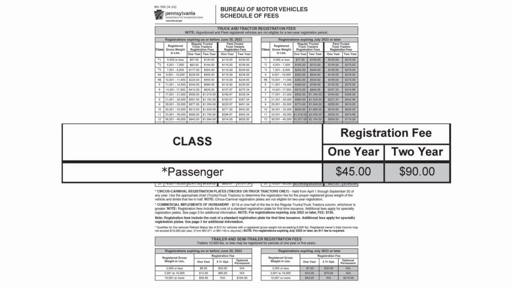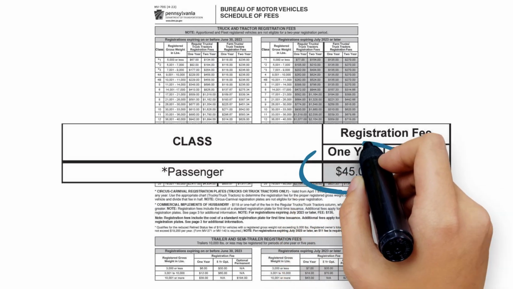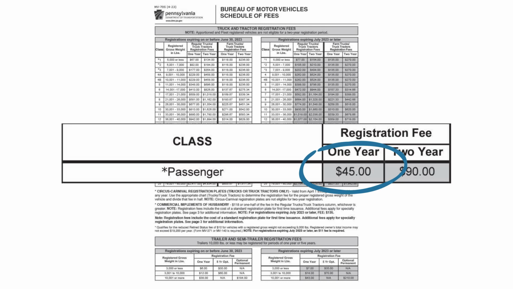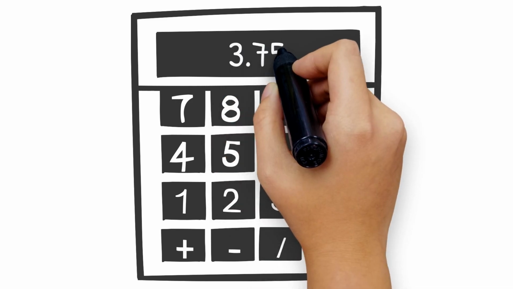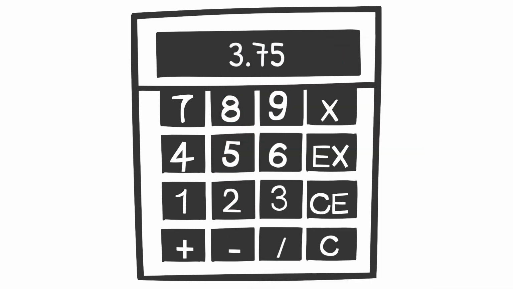We will then need to figure out the cost for a passenger plate, which the MV70S shows is $45. We will take the 45 and divide that by 12 to determine the cost of the passenger plate per month. 45 divided by 12 equals $3.75. That means the passenger registration plate costs $3.75 per month.